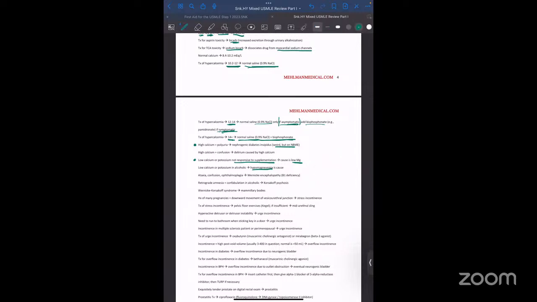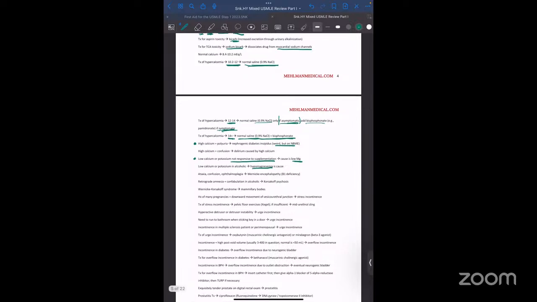I was just saying, what's the most common electrolyte abnormality seen in alcoholics? But here he's given low calcium or potassium in an alcoholic. Hypomagnesemia is the underlying cause. Low calcium or potassium not responsive to supplementation: the cause is low magnesium.